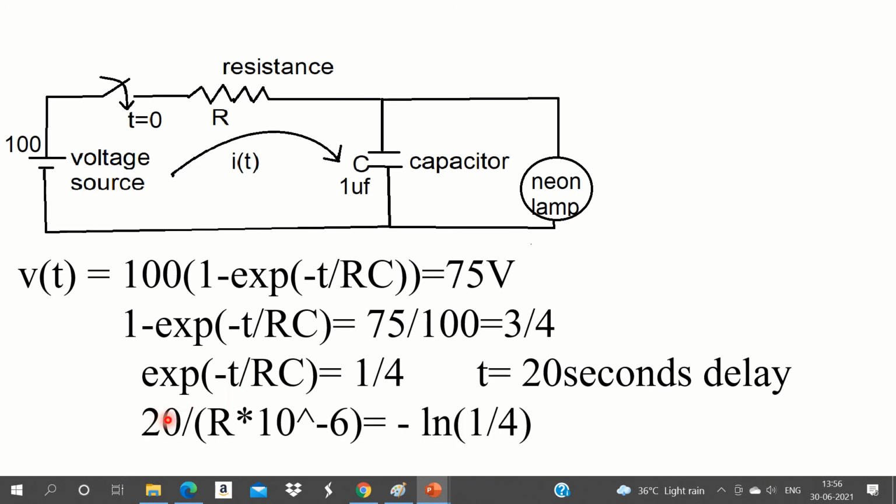So 20 seconds divided by R into 1 microfarad capacitor equals minus natural logarithm ln of 1 by 4. That will become 14.426 megohm. If we connect a 14.426 megohm resistor here, you get a 20 seconds delay, right? If you connect less than 14.426 megohm, you get less than a 20 seconds delay.